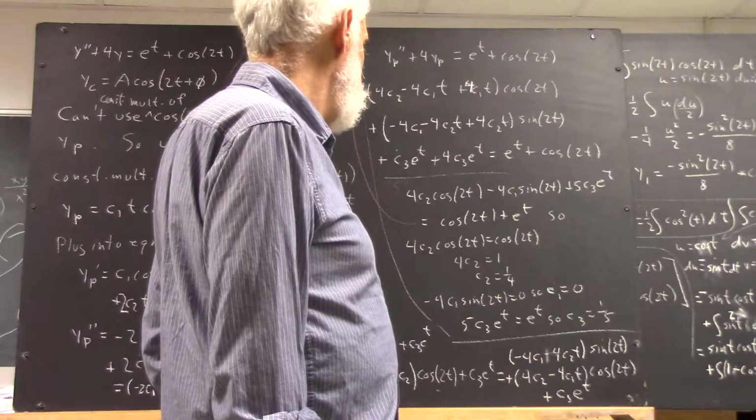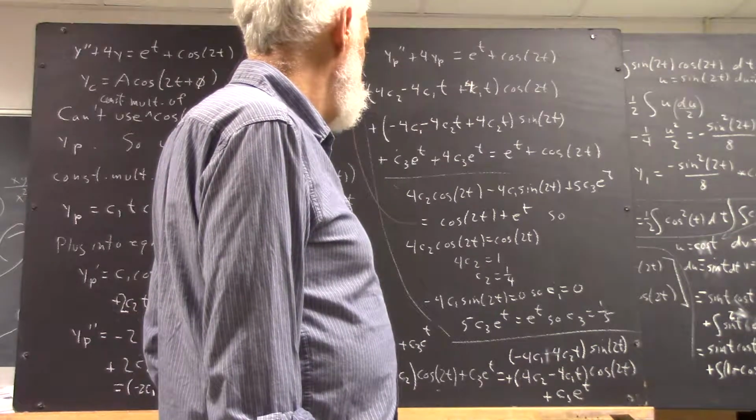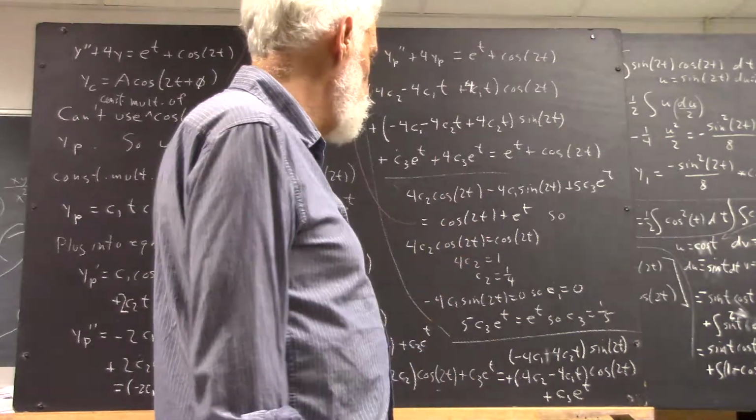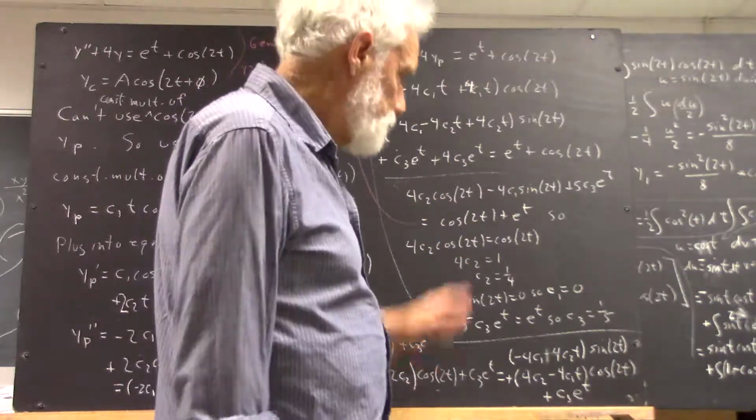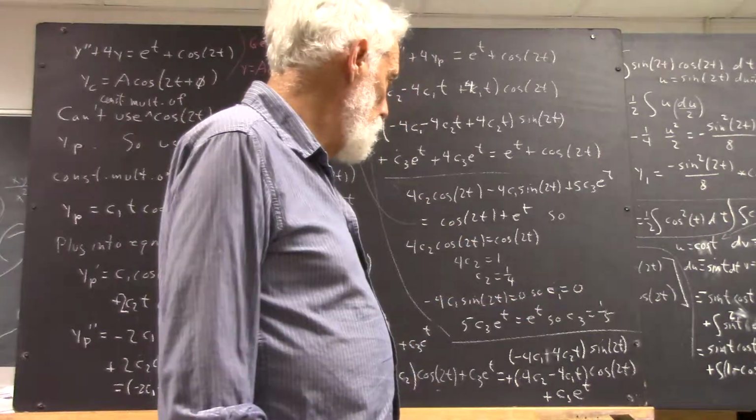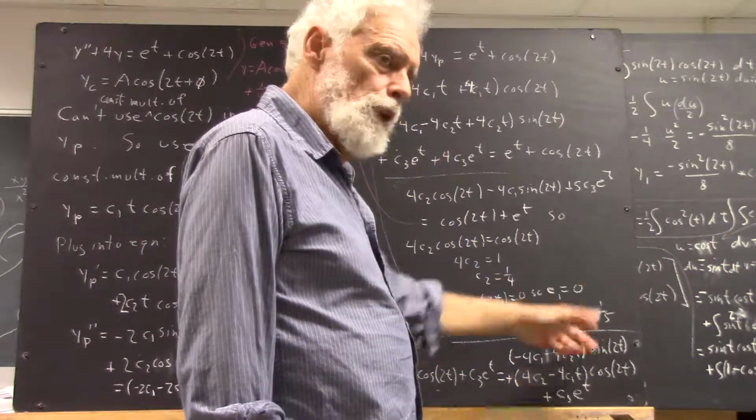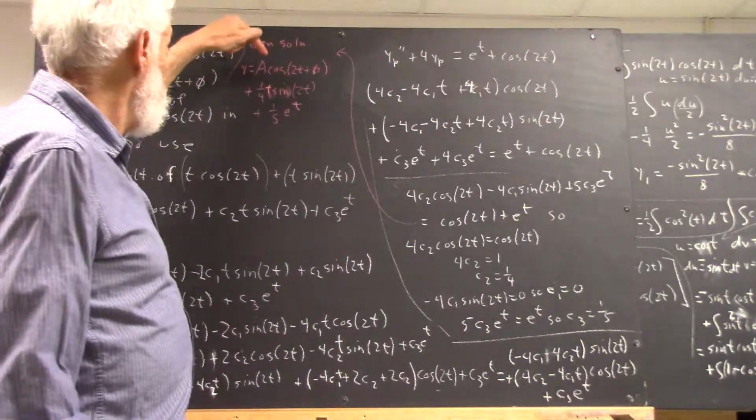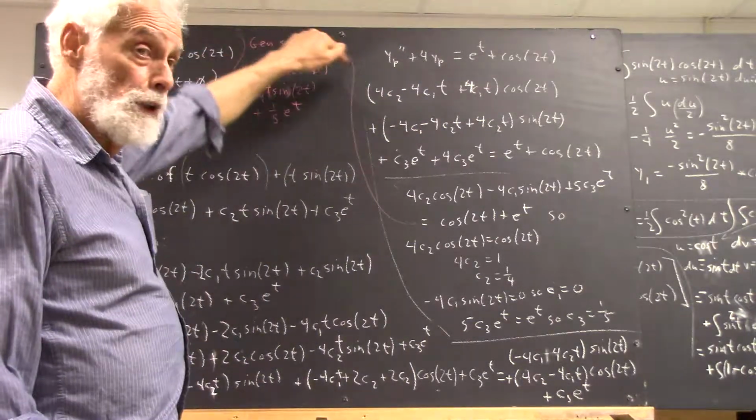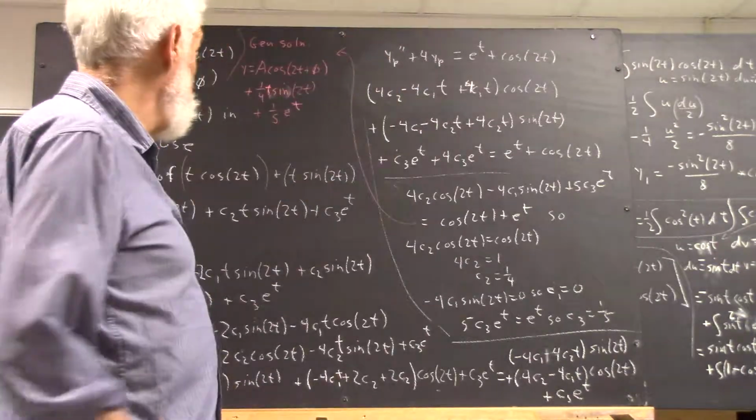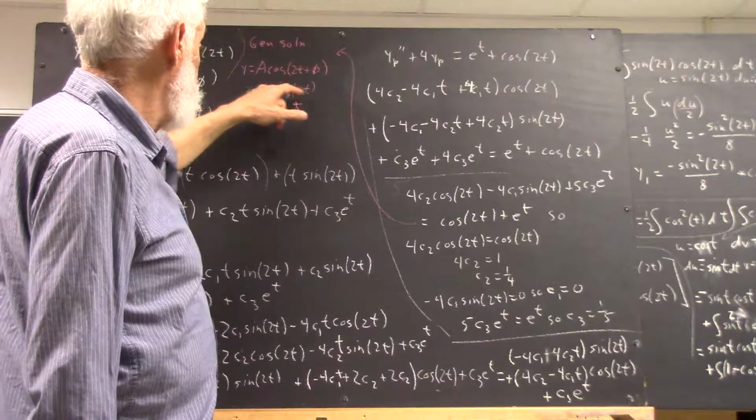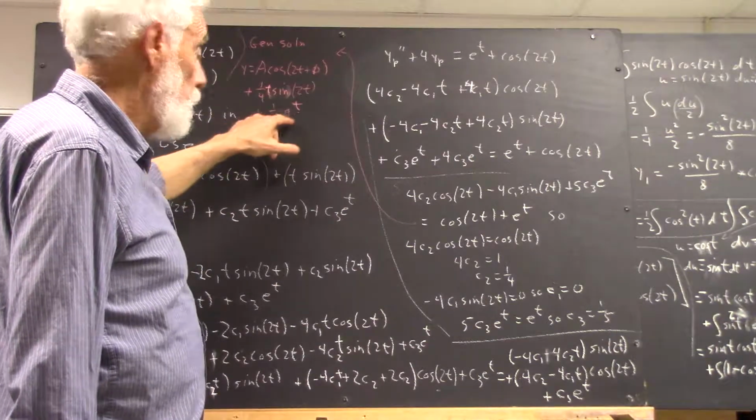Sorry, c2 is 1/4 and c1 is equal to 0. Write it down, you'll get it. And the e to the t works out just as it did before. So we have now our general solution. Our A cosine of 2t plus phi, the form in which I chose to put the solution to the homogeneous equation, and then 1/4 t sine of 2t plus 1/5 e to the t.